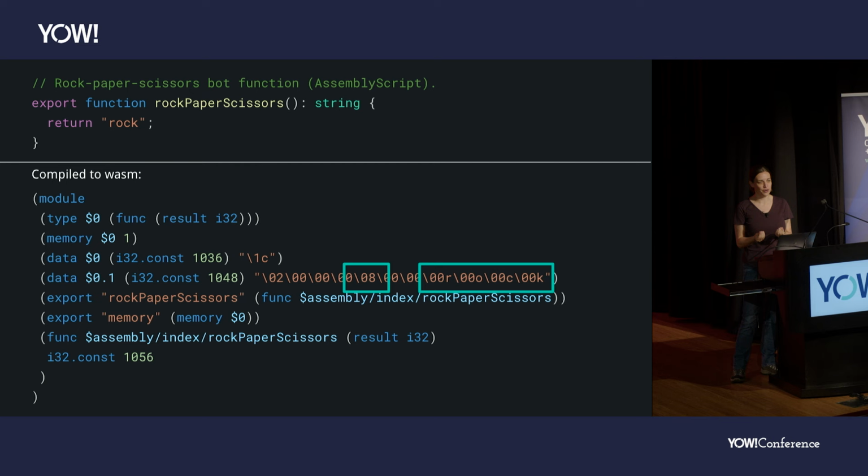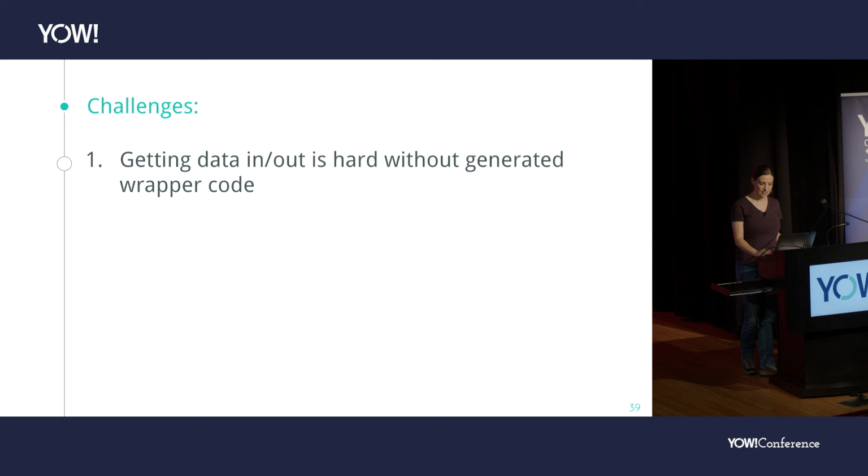But that doesn't work very well for us making the scissors, paper, rock tournament, because we want people to just upload WebAssembly. We don't want to have to upload a JavaScript wrapper library as well and then have to figure out how to sandbox the wrapper library too, because we can't trust that either. So it gets a little complicated when we're trying to read data in and read data out of WebAssembly. Without the generated wrapper code, that can be kind of complicated.